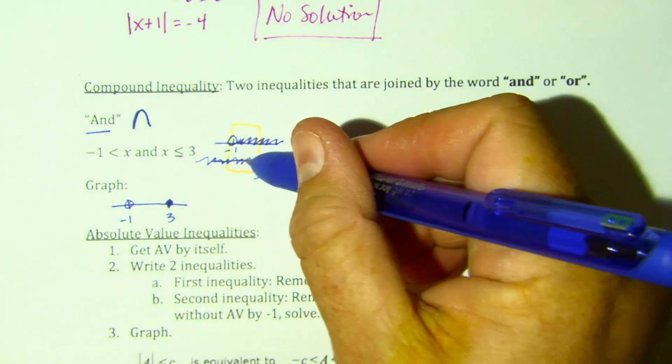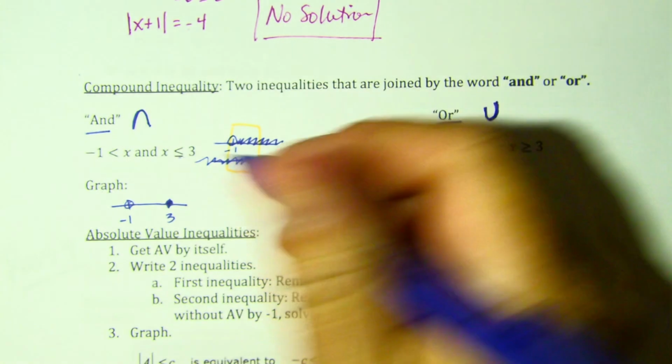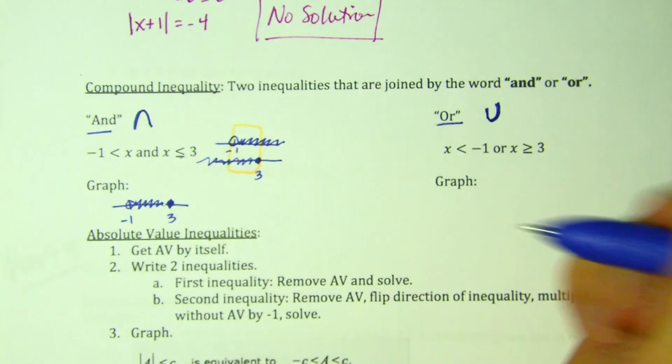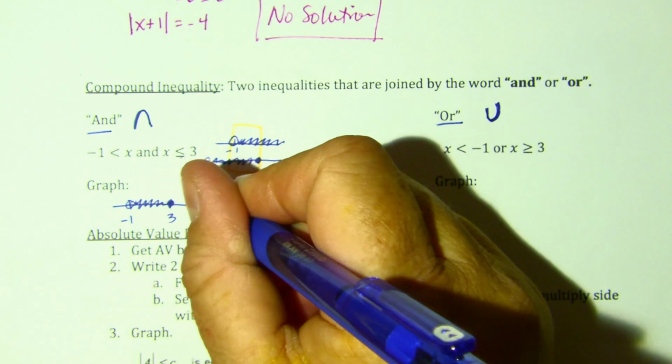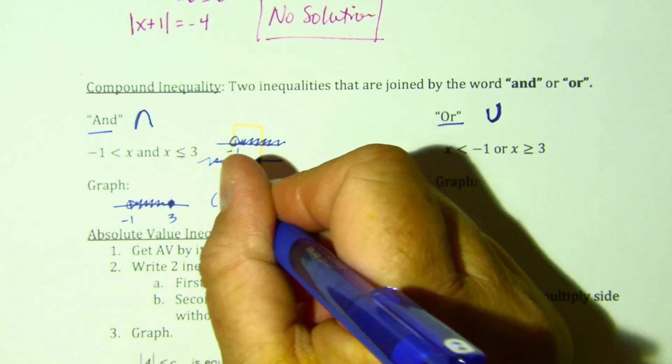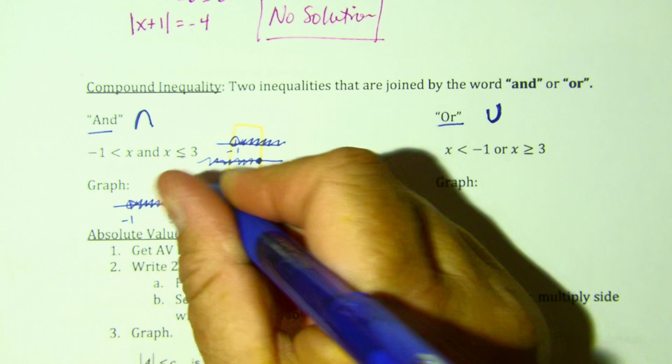It'll be this one and this one here, and then it'll be shaded in between. And if you wanted to write that in interval notation, that would be negative 1, comma, 3, with a bracket on 3 since it has a closed dot.